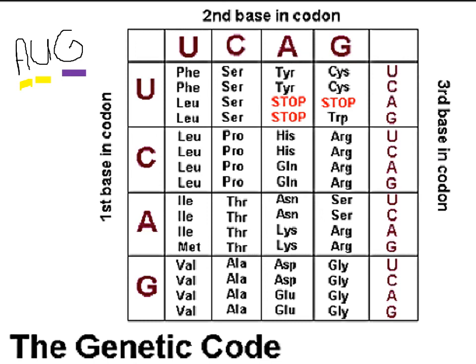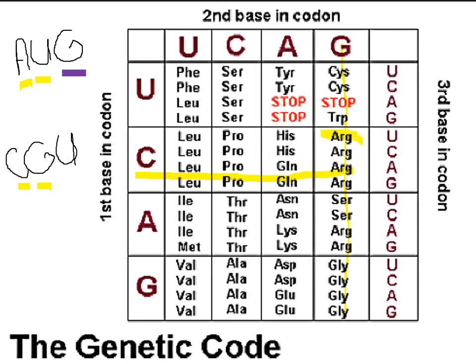And let's try another one. I'm just going to make one up. Let's do CGU. I don't know what that's going to give me. Okay, CGU. So we're going to take my highlighter here. The first letter is C. That's my first base. So here's first base C. It tells me it's in this row. My second letter, G, second base, here's G, tells me it is in this column.